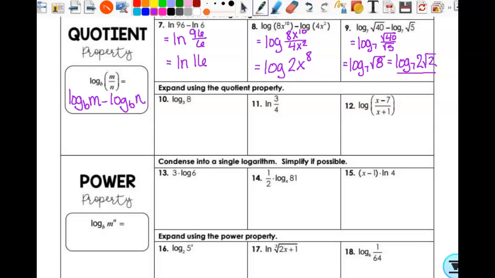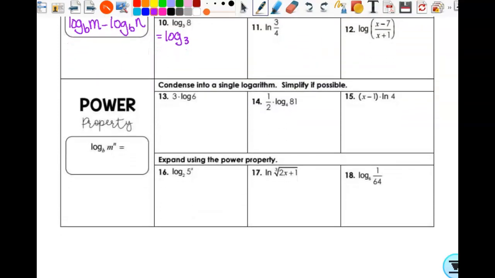All right, so then I'm going to expand it using the quotient property. So again, there's an infinite amount of answers here, but I can do log base 3. What are two numbers that I can divide that will give me 8? 16 and 2. Okay, so log base 3 of 16 minus log base 3 of 2. That totally works. Absolutely nothing wrong with it.